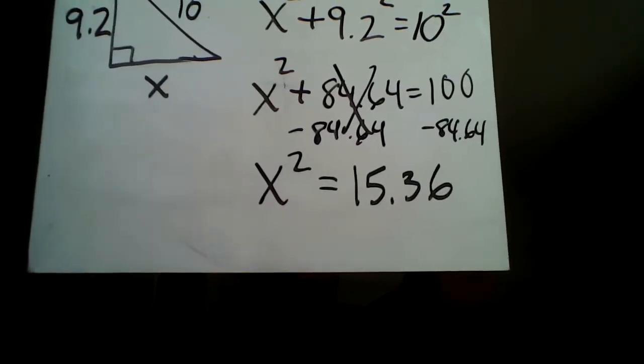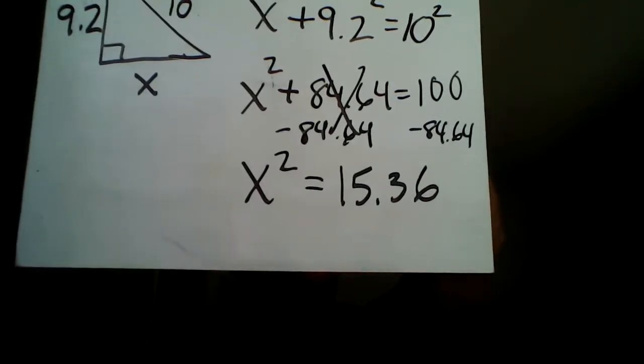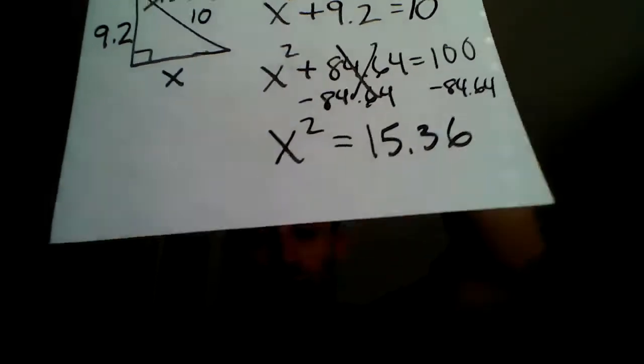And then always, whenever you're solving the Pythagorean theorem, you always have to square root at the end. So we're going to be, somebody tell me what you get when you get it. Beautiful.